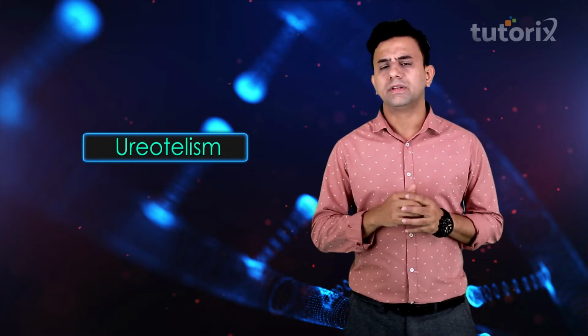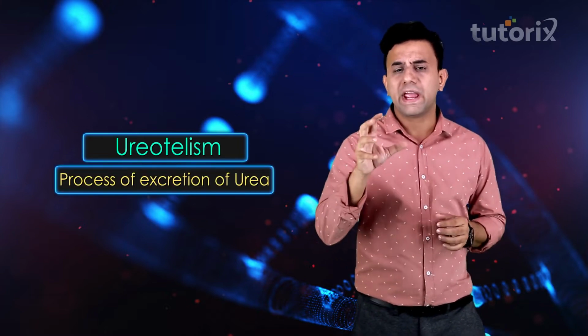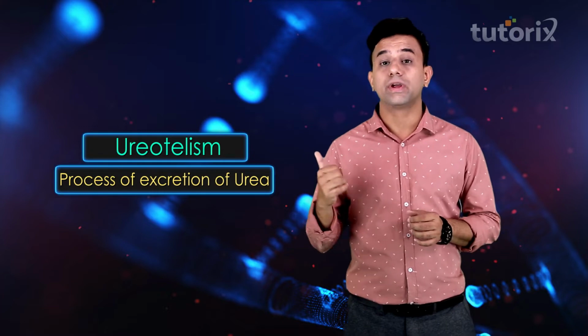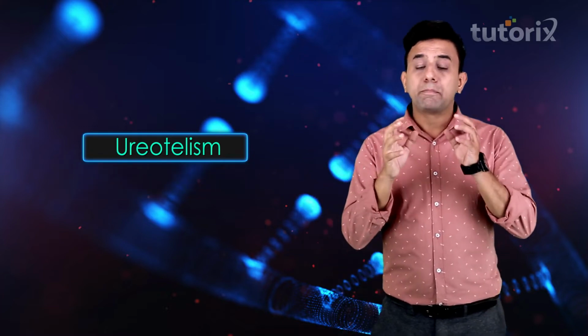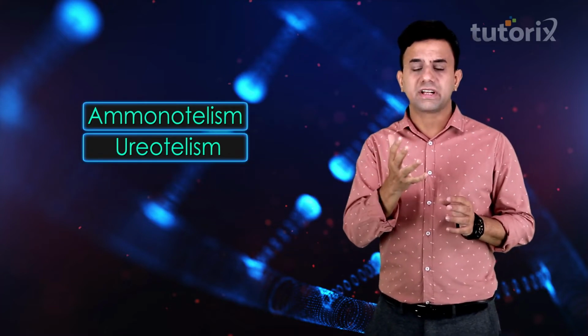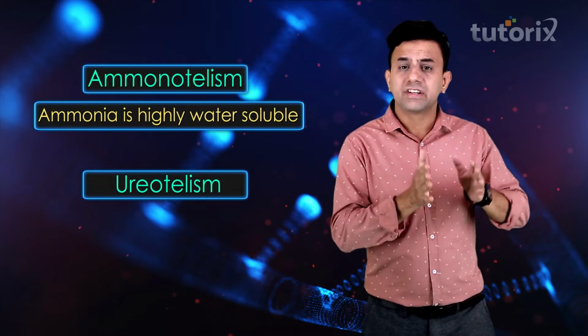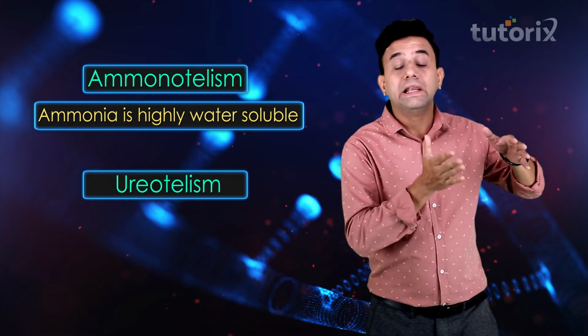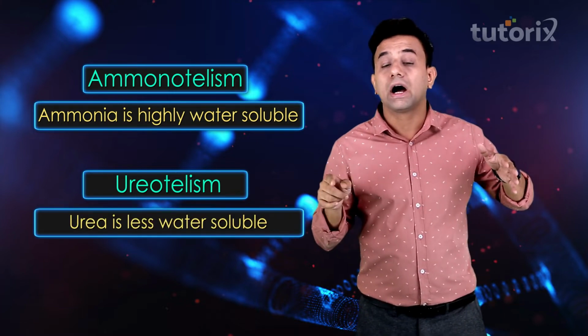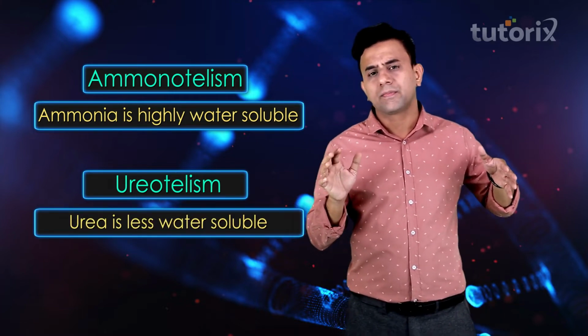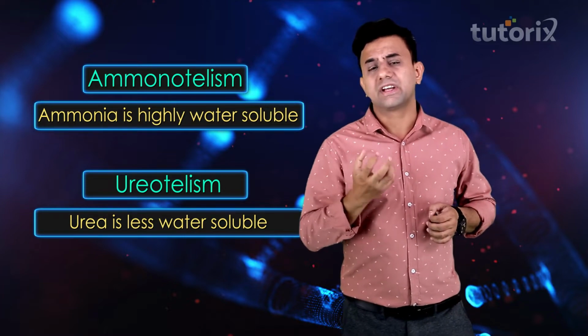ureotelism. In this type of excretory mode, the main excretory product is urea. So let's compare the two excretory products, that is ammonia and urea. Ammonia, as we said, is more water soluble, in fact highly water soluble, but urea is less water soluble. Now what advantage does this give?